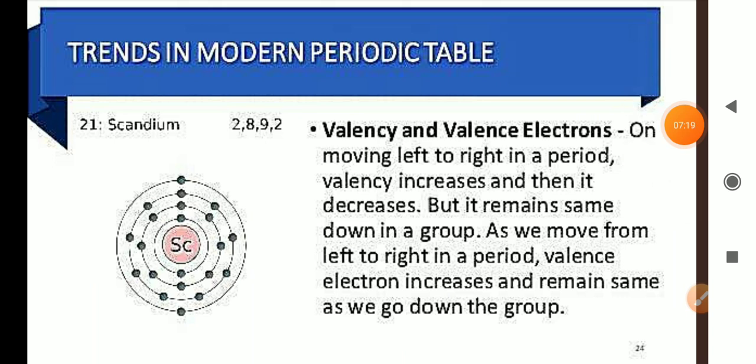So you can see on moving from left to right in a period, valency increases. Lithium has 1 valency, beryllium has 2 valency, boron has 3 valency, carbon has 4, then nitrogen 3. Then again it will decrease. But it remains the same down the group. If you come down in a group, you will see that all of their valency is constant. Suppose in group 1 the valency of all the elements is 1.